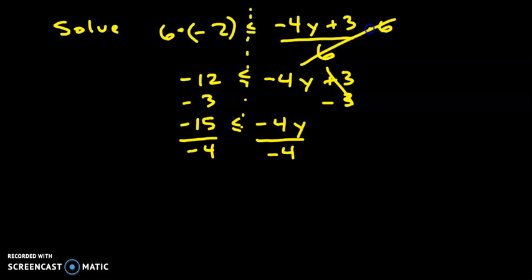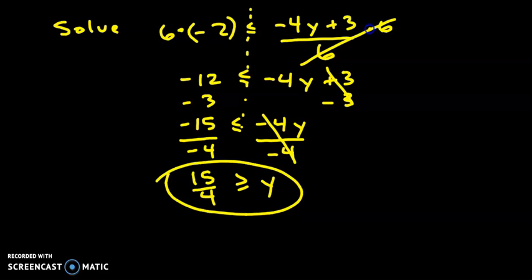Okay, so this is what I have to remember: when we multiply or divide both sides by a negative with an inequality, now all of a sudden my sign flips, and it becomes greater than or equal to y. 4 doesn't go into 15 evenly, so it's going to just stay as a fraction there. And we've got a negative divided by a negative, that makes it positive. And there is our solution.